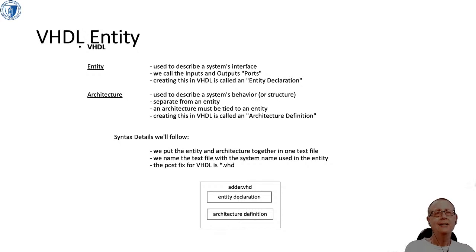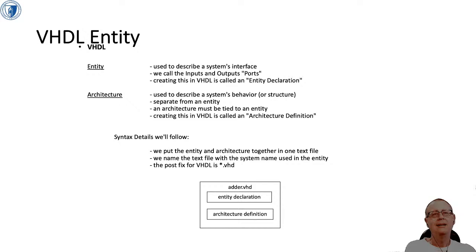So the standard way of writing a particular device is to define the entity. This is a way to name a device and to define what the ports, the inputs and outputs, are for the device.